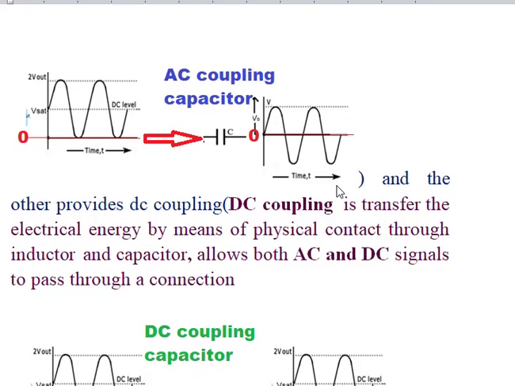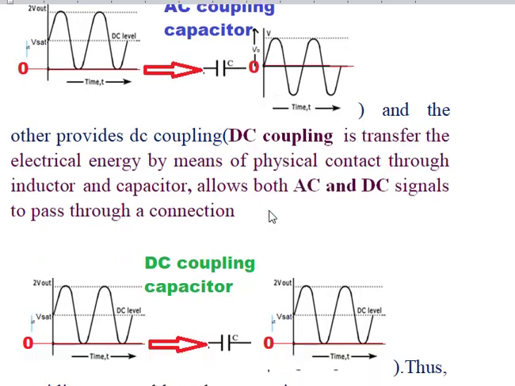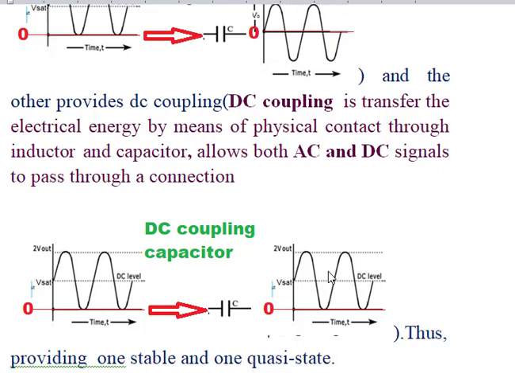And this multivibrator provides one more coupling. It is called DC coupling. What is DC coupling? If an input signal contains both AC and DC, it allows both AC and DC to pass through this capacitor. See here, it is an AC part, it is a DC part here. On applying through this capacitor, it allows both the DC level and the AC signal. This type of coupling is known as DC coupling.